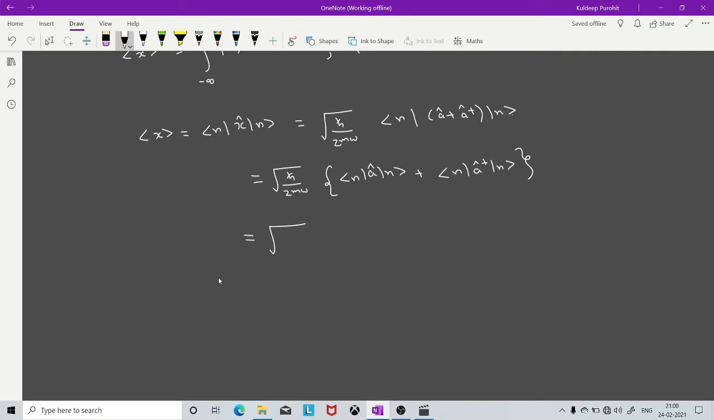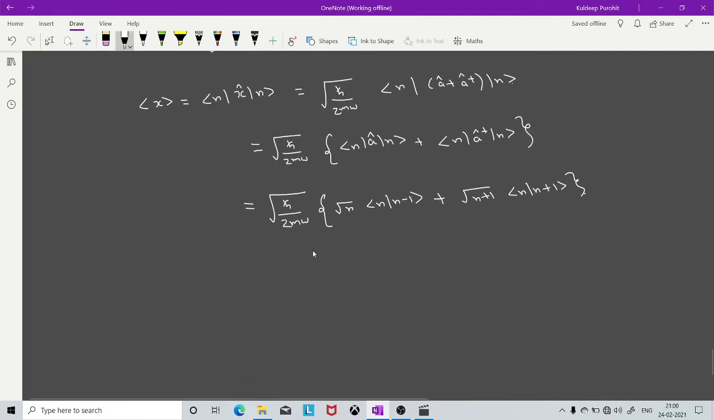Now when a operates on n, you will get some constant, so let me write it outside. Your constant will be the square root of n, times ket n minus 1. And here you will get the square root of n plus 1, times ket n plus 1. So this is the thing which we have.